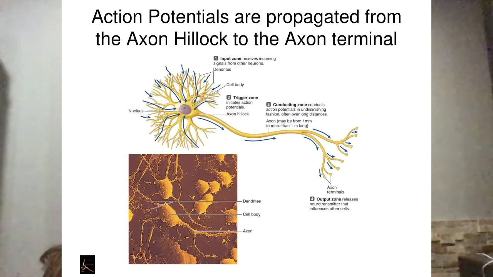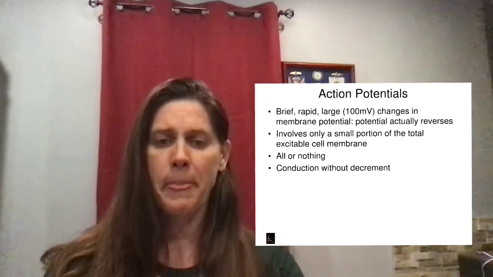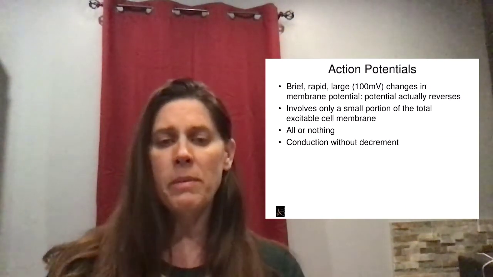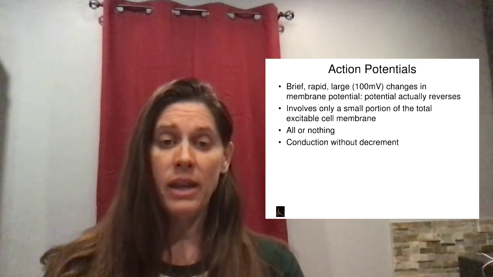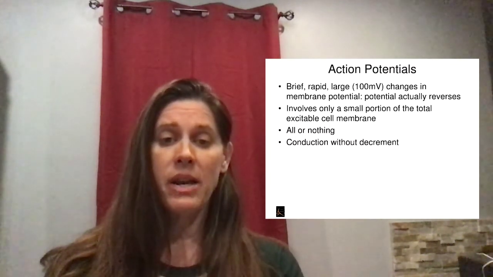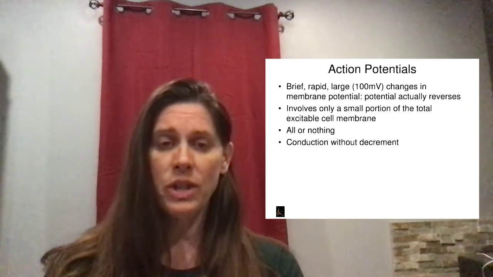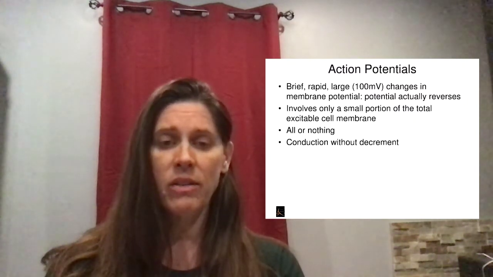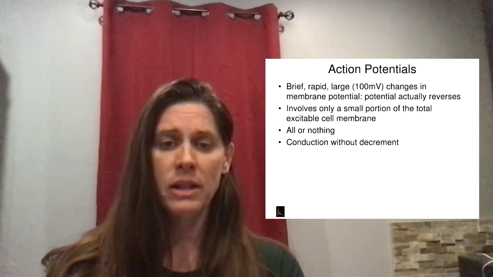And if it gets depolarized sufficiently, meaning enough electricity stimulates that area enough, then the action potentials are going to run down the axon. Okay, so we're going to talk about exactly how this happens. So things to remember about action potentials is that they are very short, brief. I showed you that graph and it was in milliseconds. We'll see some timing on there later.